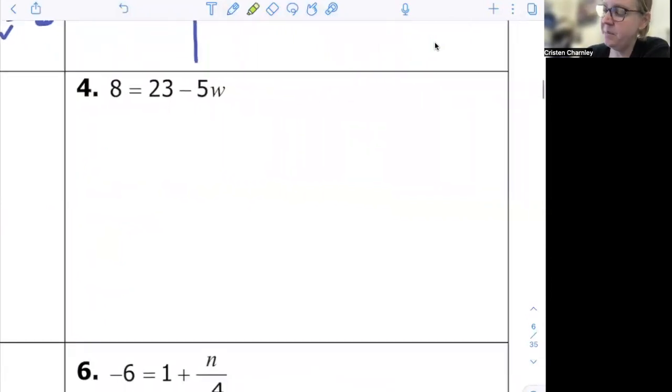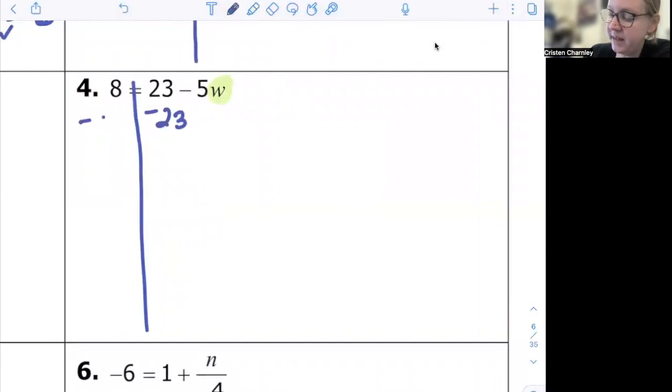Number 4, this time the variable's on the right. That's okay. Leave it exactly there. Don't move it around. Your other math teachers in the past might have told you something a little bit different there, but I want you to keep it exactly where it is. Let's subtract 23 on both sides. Now, 8 minus 23, you might want to pull out your calculator for this one, but that will be a negative 15.